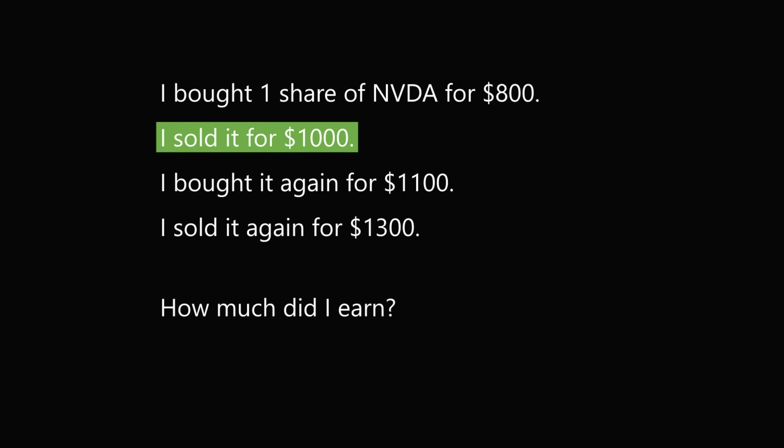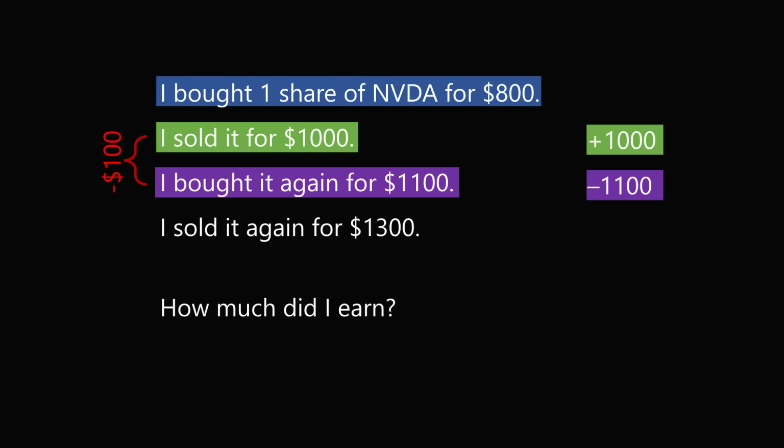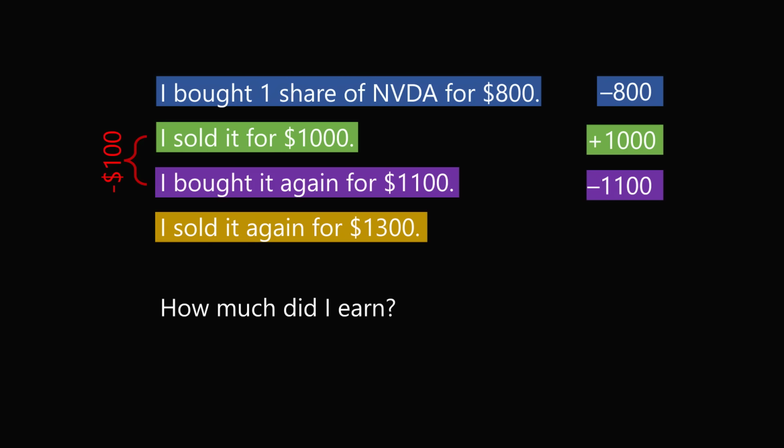So let's say you sold it for $1,000. That's definitely plus 1,000. Now you bought it again for $1,100, and that will be minus 1,100. So you definitely do have a loss here of $100. But now you've accounted for these two steps, and there are two steps that are remaining. You bought a share for 800, that'll be minus 800, and you sold it again for 1,300, so that'll be a plus 1,300. When you take these two steps into account, this will be a gain of 500.